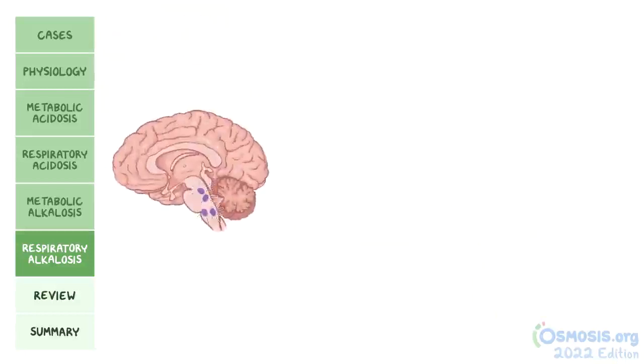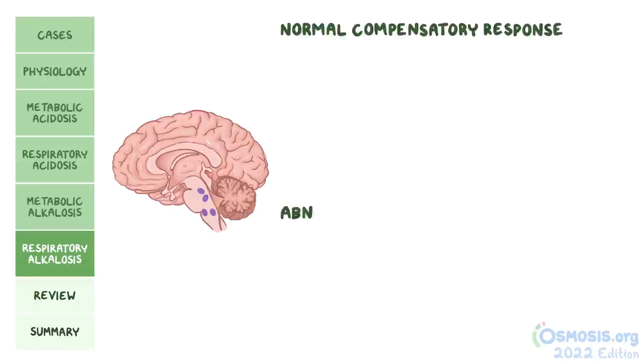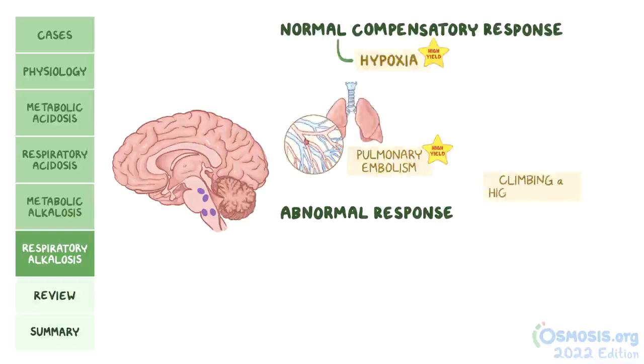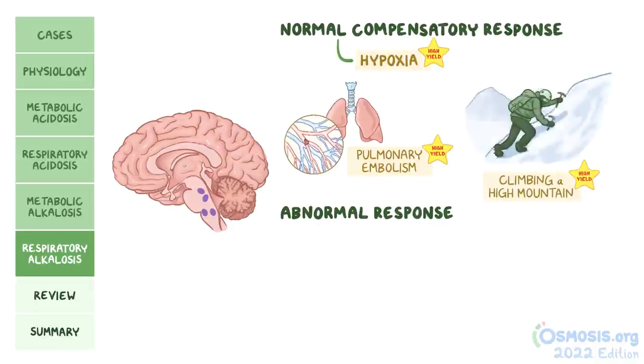Now, for ventilation to increase, the respiratory centers have to start firing more than usual. This increased firing can be a normal compensatory response, or an abnormal response to a situation that doesn't really call for hyperventilation. Hyperventilation is a normal response to things like hypoxia, which can happen with pulmonary embolism. Another way this can happen is when a person climbs a high mountain, like Mount Everest. This is because as we climb, levels of oxygen decrease, causing hypoxemia, which triggers hyperventilation.